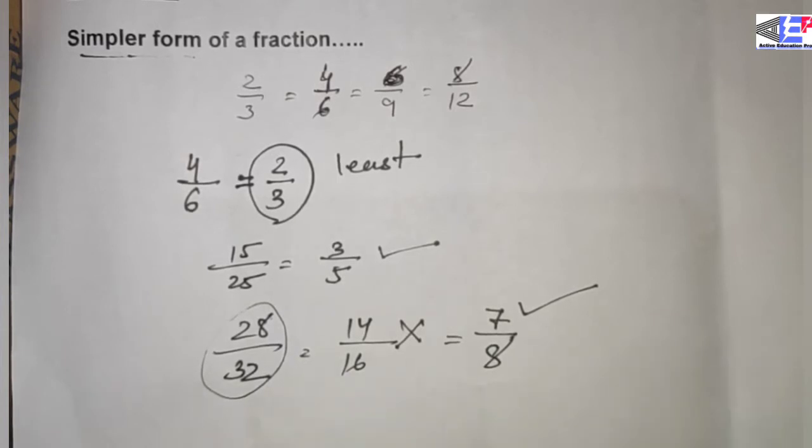The vice versa: equivalent fraction means multiply both numerator and denominator by the same number, and simpler form means divide both numerator and denominator by the same number.